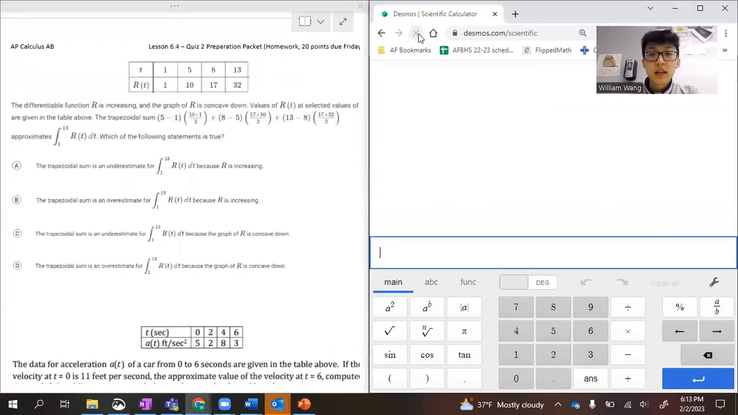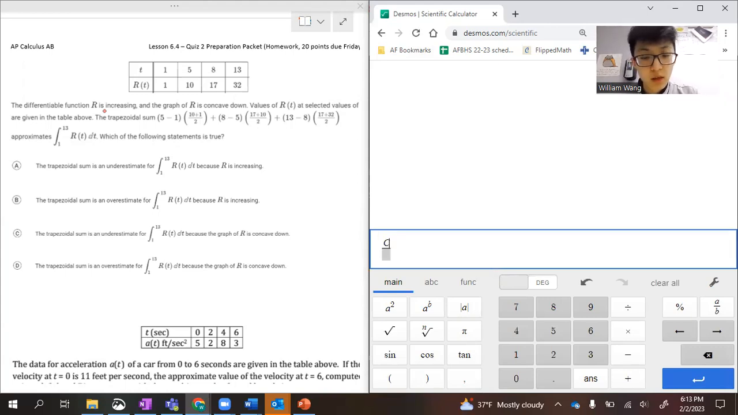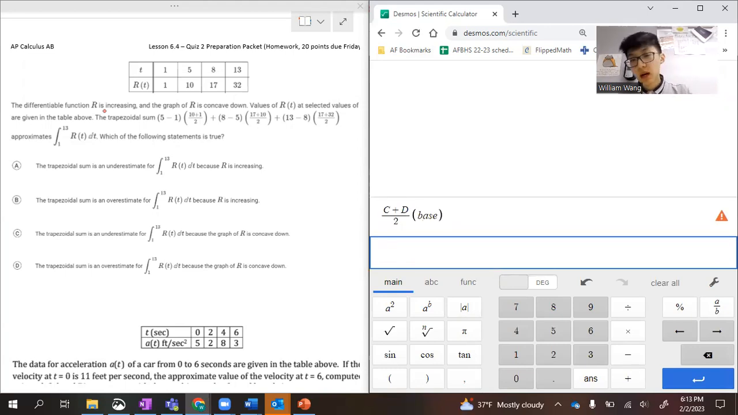All right, next question. The differentiable function r is increasing and the graph of r is concave down. All right, that's some useful information for whether it's an over or underestimation. Values of r of t at selected values are given in the table above. The trapezoidal sum, okay, is given to us. If it were me, I'd probably think, okay, my trapezoid formula was C plus D divided by 2 times my base, right? That's my equation for a single trapezoid. Anyway, the trapezoidal sum is given here and approximates 1 to 13. Which of the following statements is true?